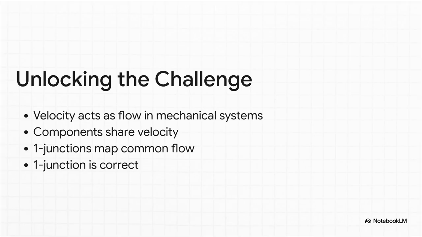Now, what's really interesting about this slide is how smoothly physical movement connects into bond graph theory. First off, in a mechanical system, velocity basically acts as a type of flow. Since the mass, the spring, and the damper are physically moving together, they all share this common velocity. And we know from our rules that one junctions dictate common flow. Therefore, the one junction is absolutely the correct answer. You'd use a one junction to map the shared velocity of this entire mechanical system.